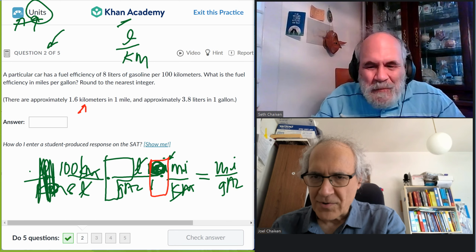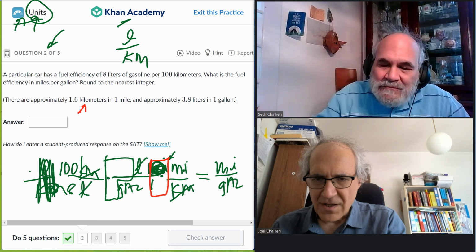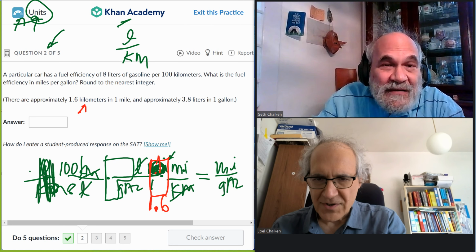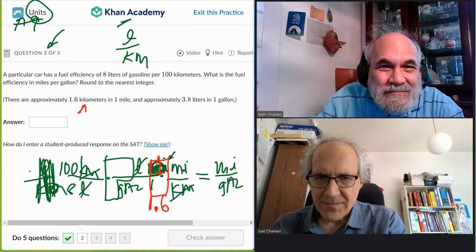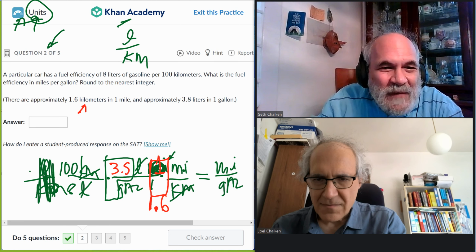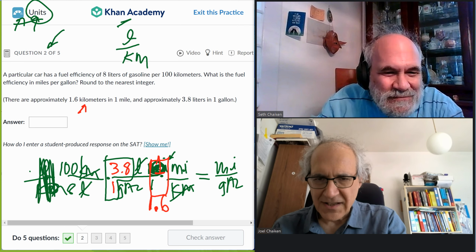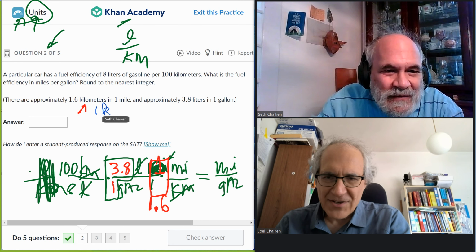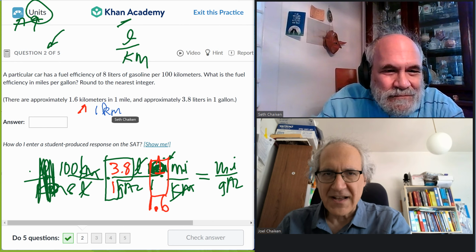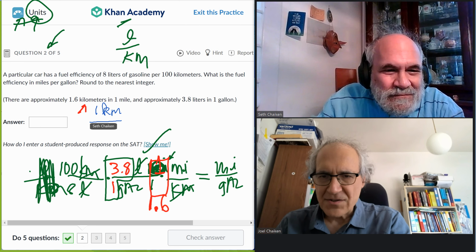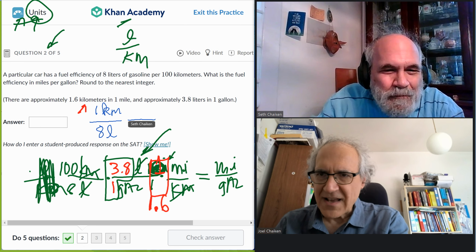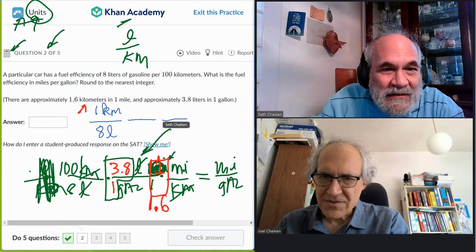Okay, 1.6 kilometers per mile. Now it's just filling everything in. 1.6 kilometers per mile, 3.8 liters per 1 gallon. Notice I don't have to do much thinking anymore. I just have to fill in the slots after I do the thinking with the unit analysis. See, that's the key, is you do the thinking with the unit analysis. So that would be the answer. And there's a calculator, I'm sure.